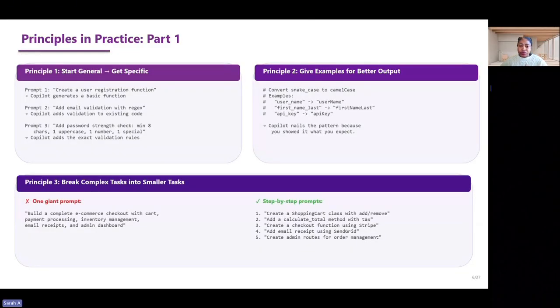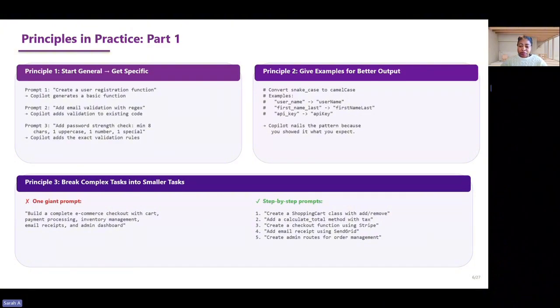Then the second principle, which is giving examples of better outputs. Again, I've already mentioned one, which is uploading a picture. The second one on this screen is, I want a function that converts this to this. Instead of just describing the logic, you can show Copilot 3 input-output summary examples. So Copilot understands the pattern and generates the exact function that you want.